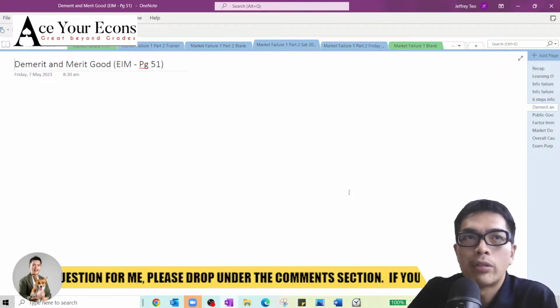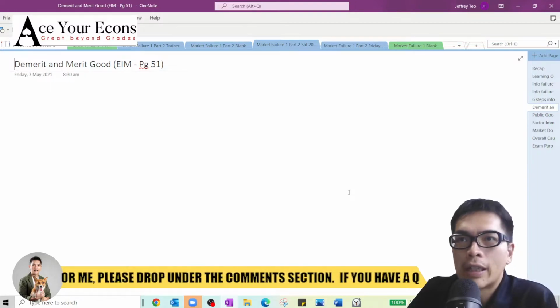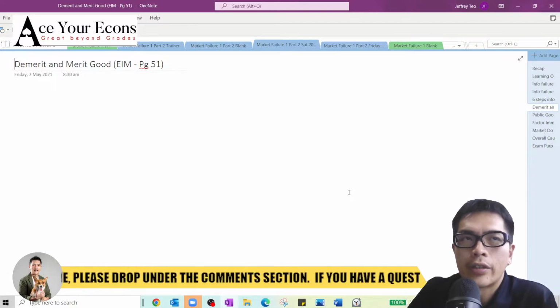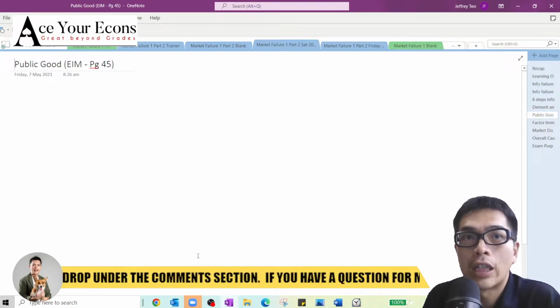The way public good can be tested is quite predictable, depending on whether it is essay or case studies. So with that, let us move on to public good. Page 45. Let's flip to page 45.